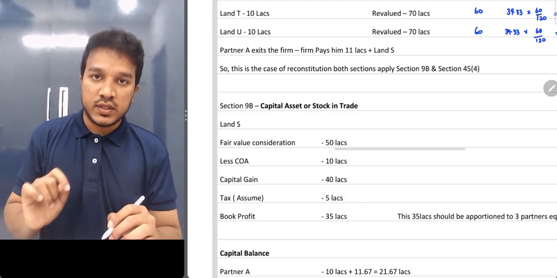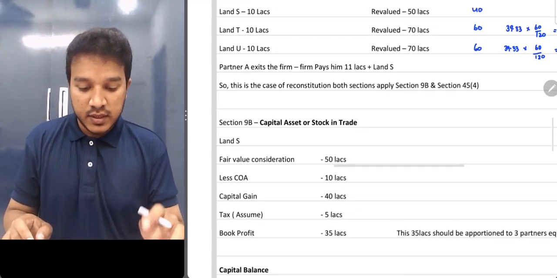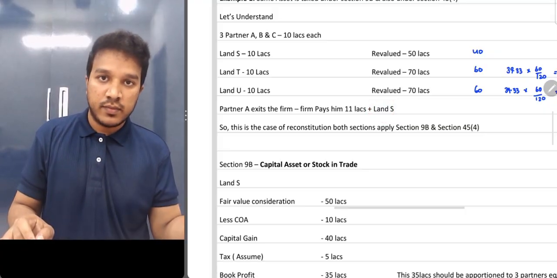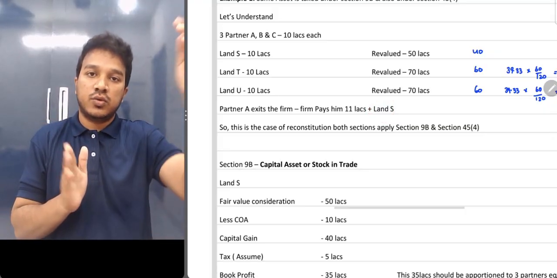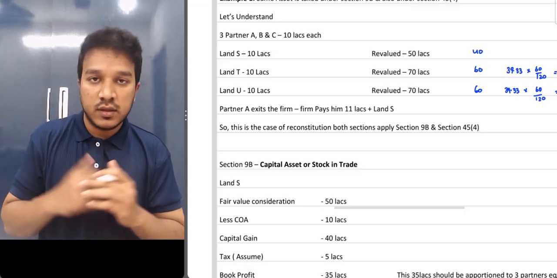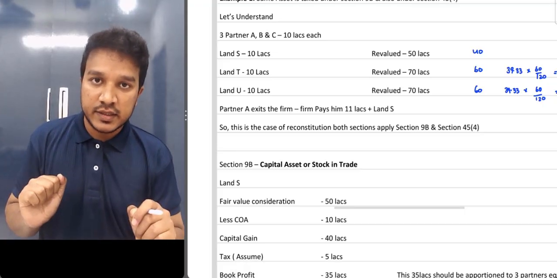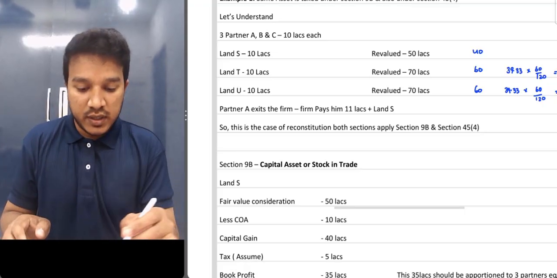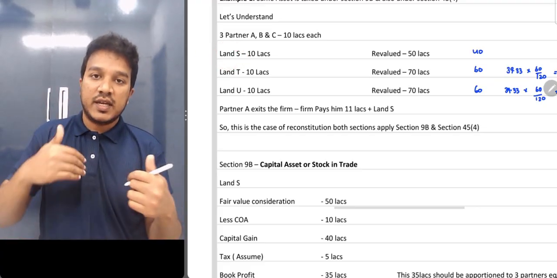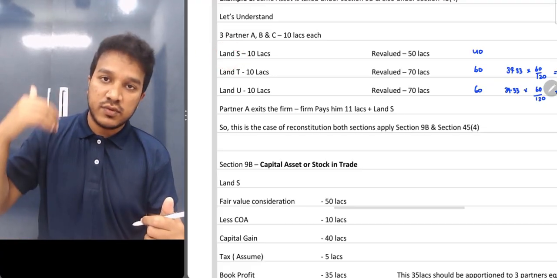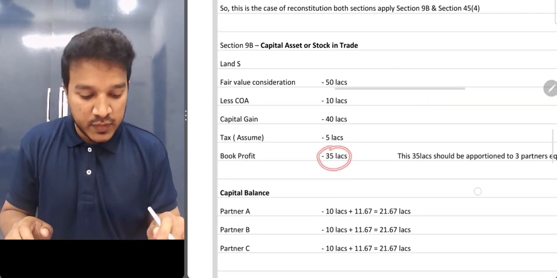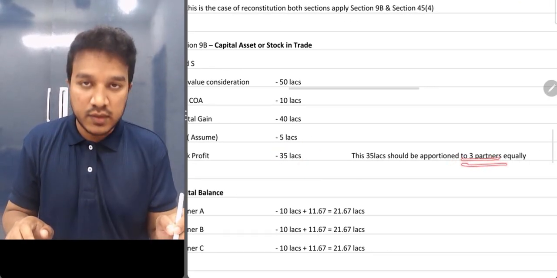Now what the loss is, under section 9B, here what you're doing, you're giving land to one of the partners. Imagine if you had sold it to an outsider. Whatever profit comes would be credited to all the partners' capital accounts. Correct or not? Now you are giving that land to A to settle his liability. Imagine you're selling it to A only. Whatever profit comes, 35 lakhs, has been apportioned to the 3 partners equally.